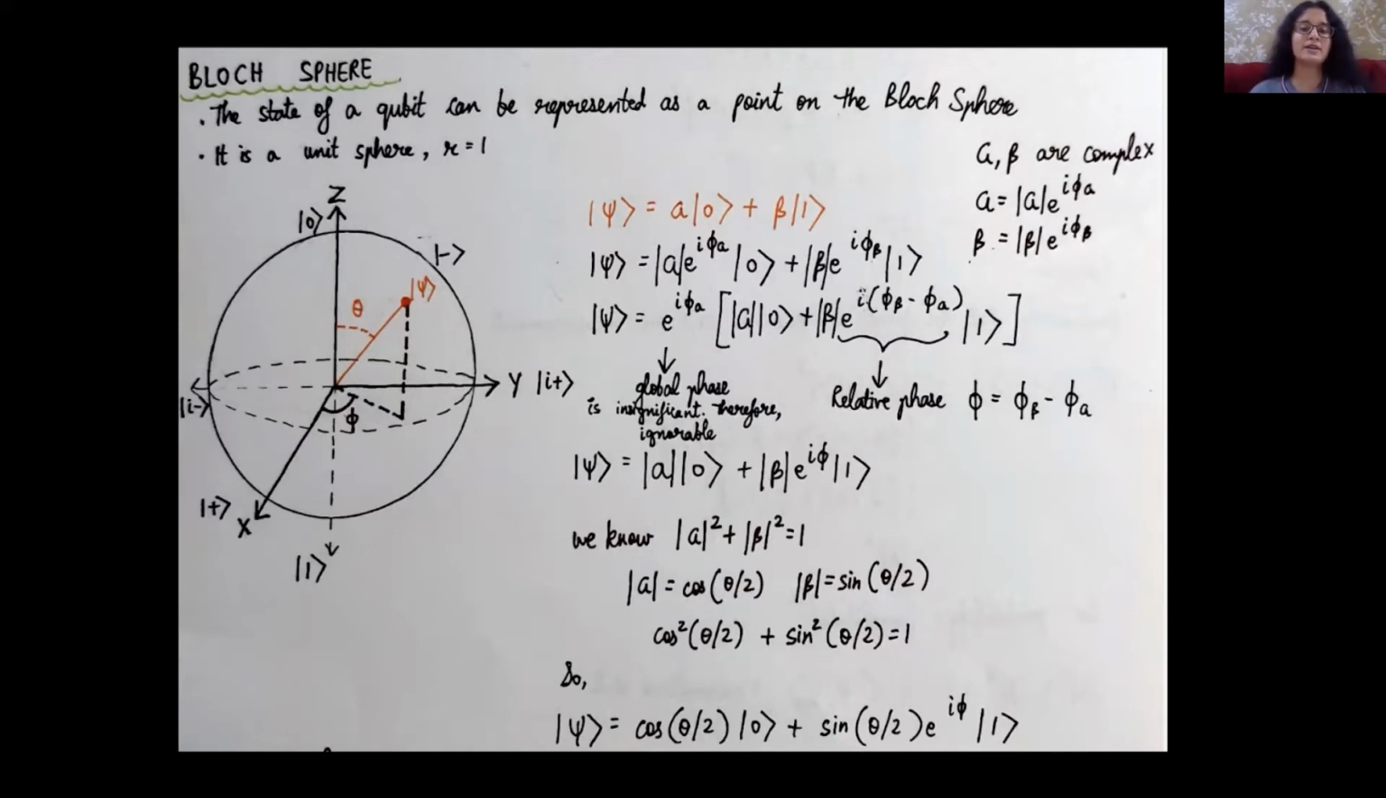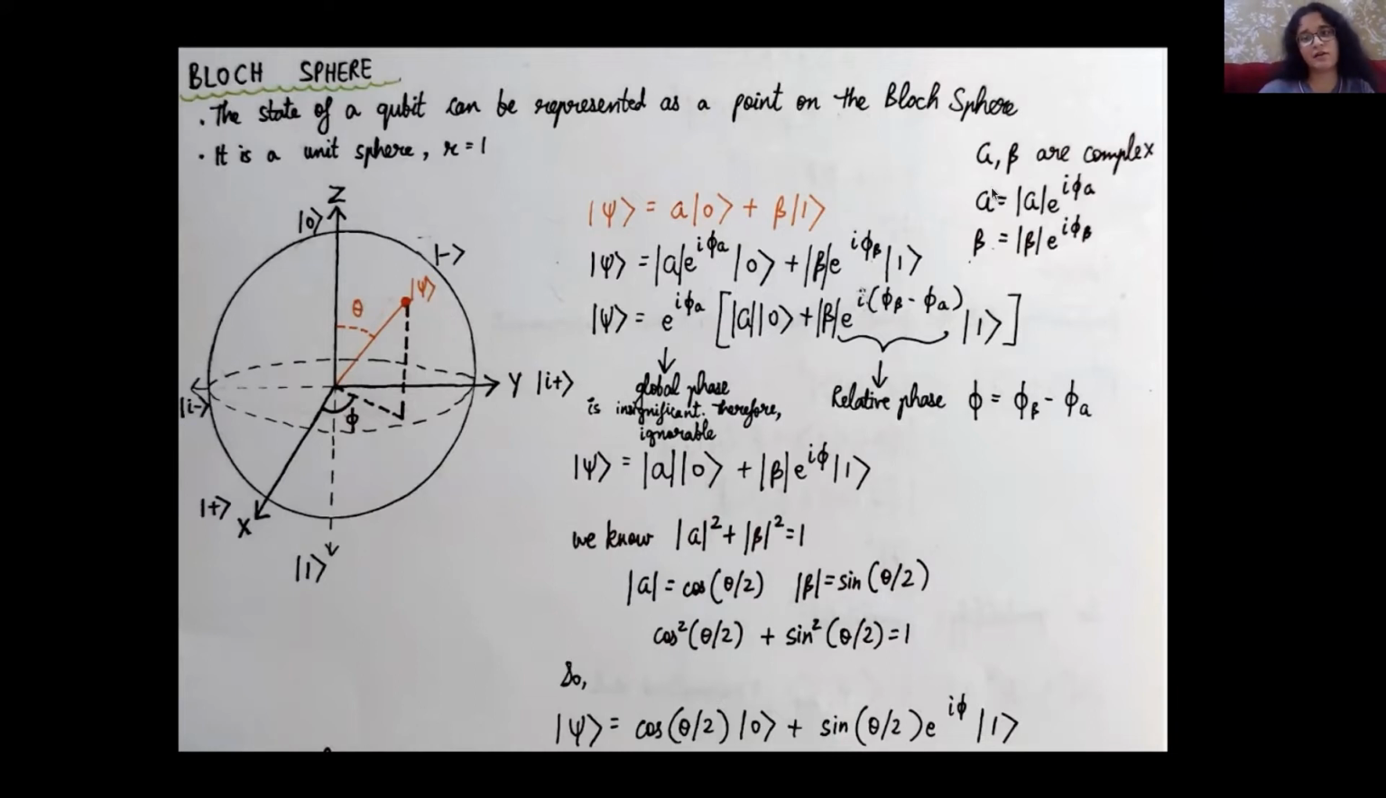Alpha and beta represent the amplitudes of it being in ket 0 or ket 1. So the probability of it being in state ket 0 is alpha squared, and that of being in state 1 is beta squared, which has been proven in previous videos. You can look that up if you don't know it already. Also, alpha and beta are complex numbers, and we can represent alpha as the modulus of alpha multiplied by e to the power i phi alpha, as we saw in the previous slide, and likewise we can represent beta also.